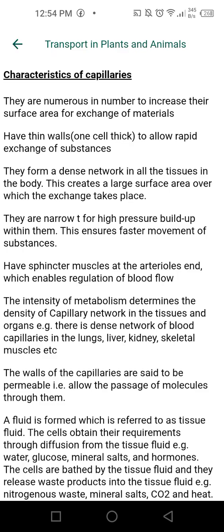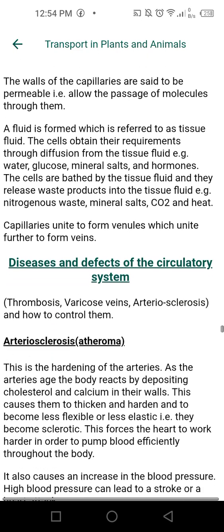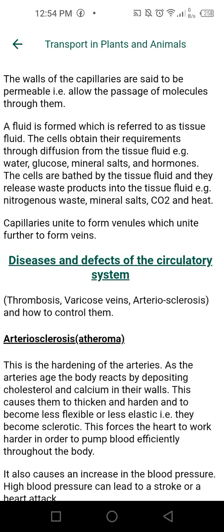The intensity of metabolism determines the density of the capillary network in the tissues and organs, e.g., there is a dense network of blood capillaries in the lungs, liver, kidney, skeletal muscles, etc. The walls of the capillaries are said to be permeable, i.e., they allow the passage of molecules through them.